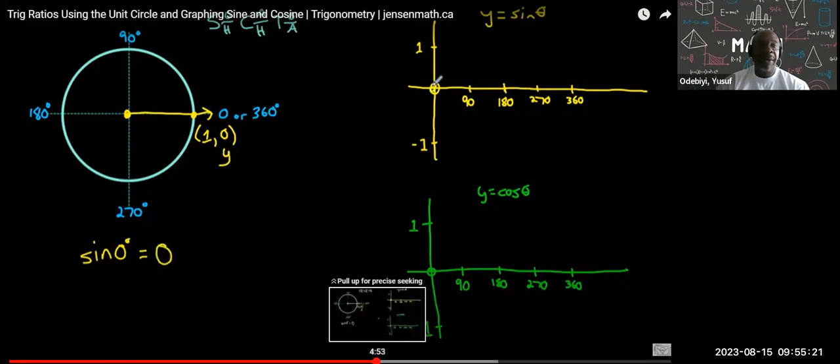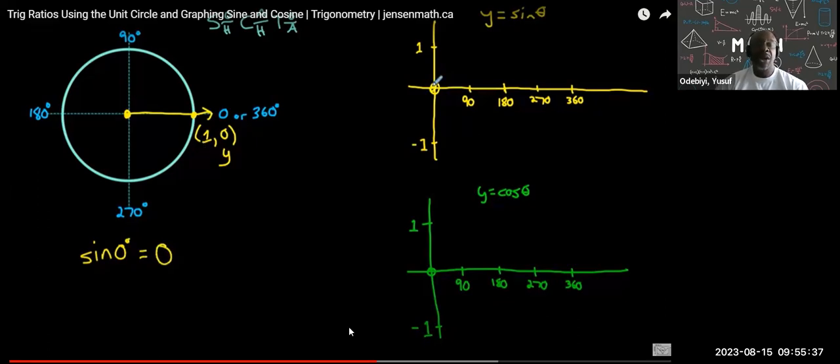There you go. Now we're going to look at the cos of angle 0. Cos of angle 0 should equal 1 because this is the x coordinate, and cos theta equals x. And that means if our angle is 0, that means our x is 1. That means cos of 0 equals 1.